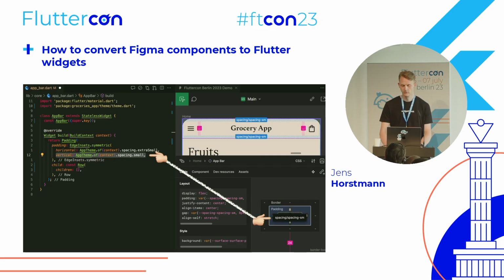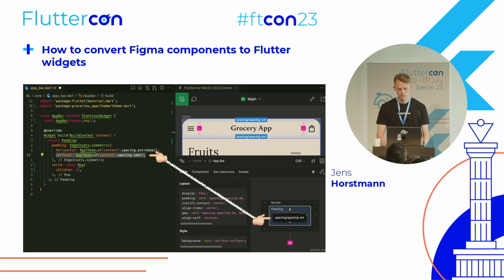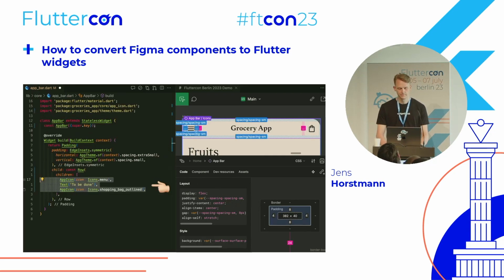Okay, so now let's fill our row with the app icons. We just assume for this talk that those already exist. So it's just a spaced out icon. We add the app icons with a menu icon, a text that is currently a placeholder, and also an icon for the bag.